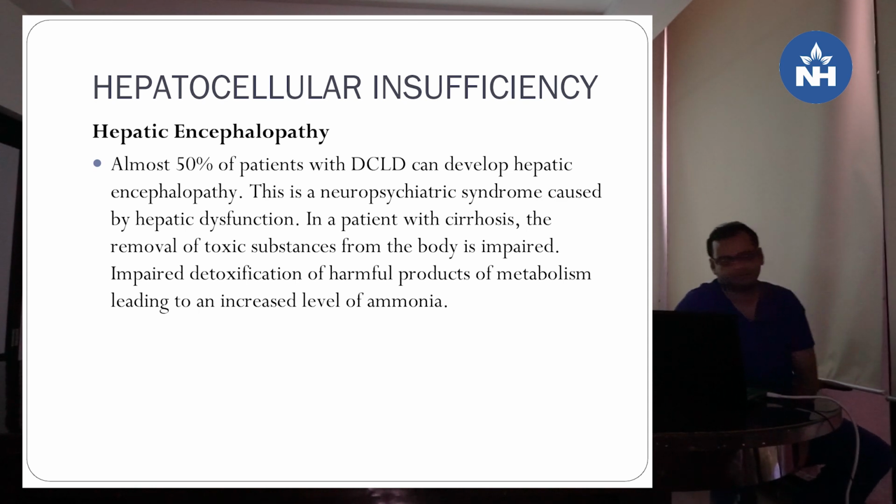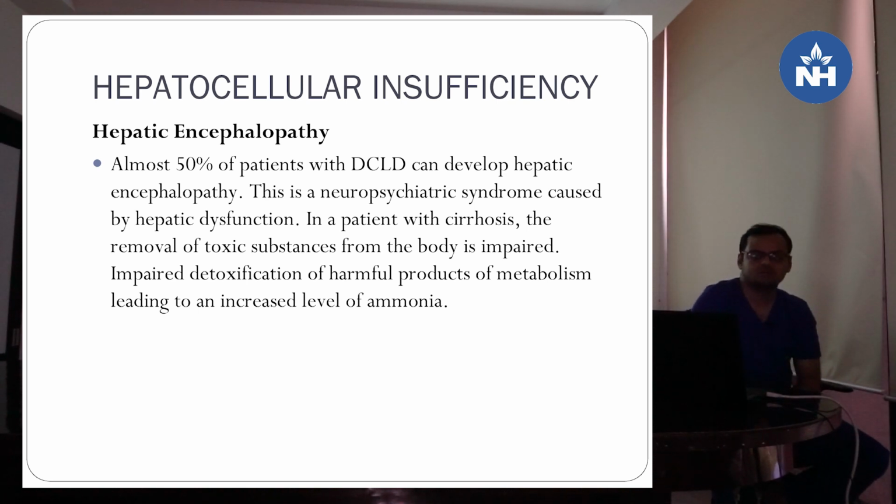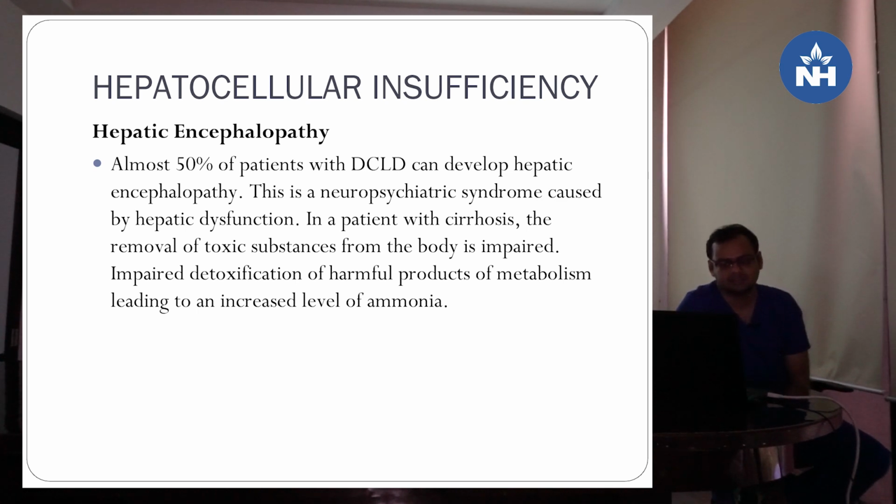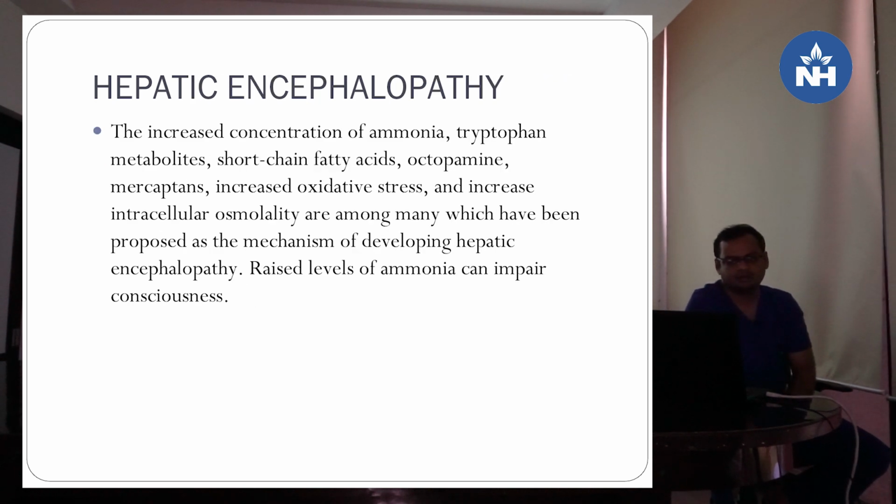Almost 50% of patients with decompensated chronic liver disease develop hepatic encephalopathy, which is a neuropsychiatric syndrome caused by hepatic dysfunction. The main problem is impaired detoxification by the liver, and the harmful products of metabolism lead to increased levels of ammonia, and not only ammonia but also short chain fatty acids and tryptophan metabolites. All these cause increased oxidative stress. Ammonia comes to the brain and accumulates inside the astrocytes. There is cerebral edema, which ultimately leads to hepatic encephalopathic features.